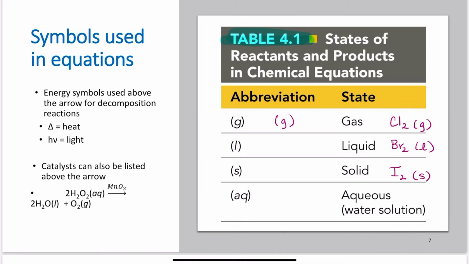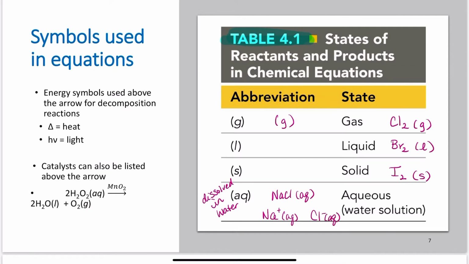The last one is AQ. AQ means dissolved in water. So if I wrote NaCl, AQ, that means that sodium chloride is dissolved in water. That's like taking a glass of water and dumping table salt into it. The sodium chloride exists as an aqueous phase. What's actually happening there is I have sodium ions and chloride ions that are going to float around and be able to participate in chemistry.